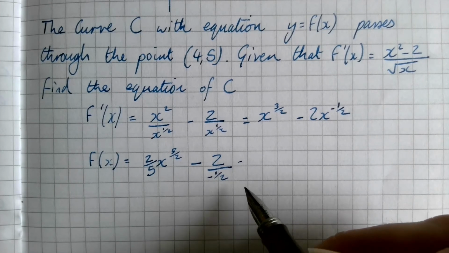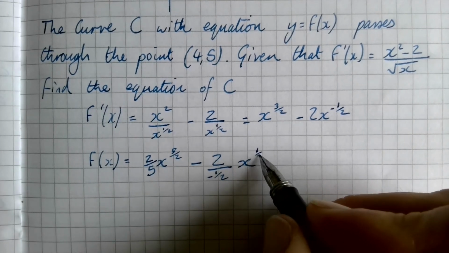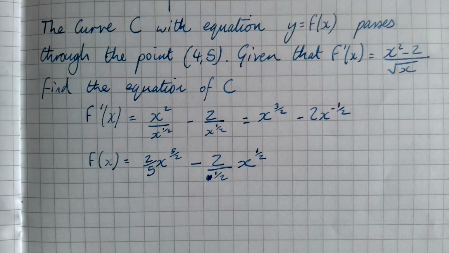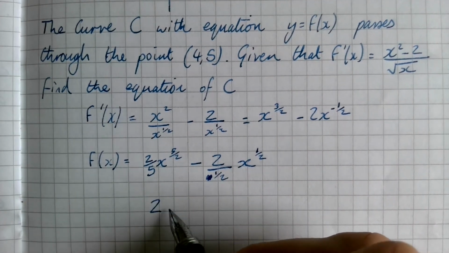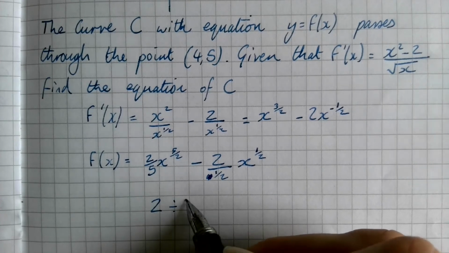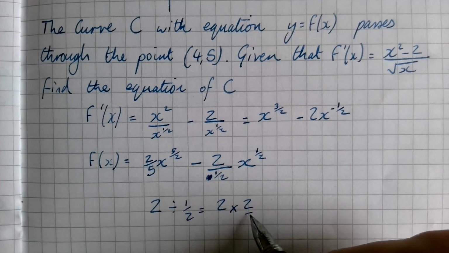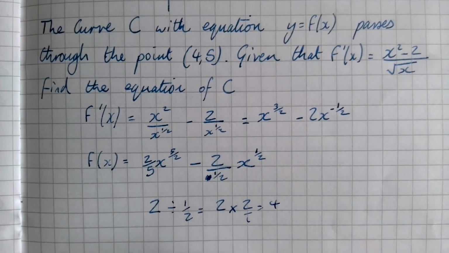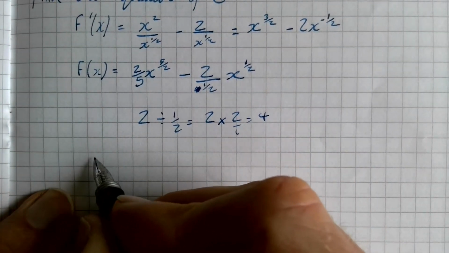No, I've messed that up, haven't I? Because with my power of x, I've got to add 1 to the -1/2. It's going to give me +1/2. So I'm dividing by +1/2 there. And when I divide by 1/2, that is the same as multiplying by 2. So that's going to give me 4 as my coefficient there. I'm going to write that out to clear it up down here.